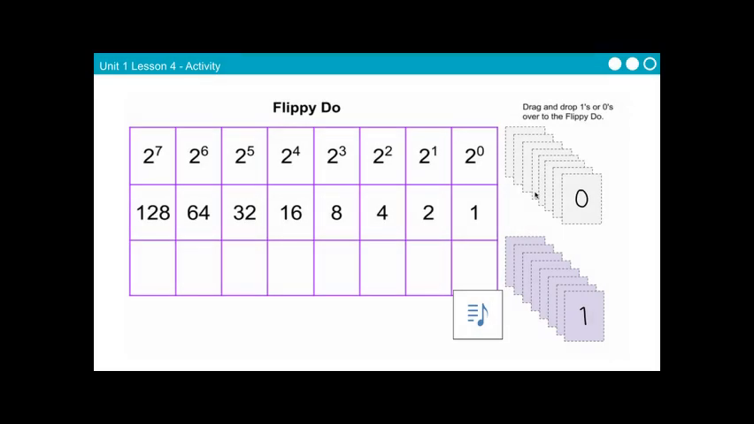The first row of the Flippy-Do shows our base 2 raised to the power of 0, 1, 2, and so on until 7, starting from the right going left. The second row numbers are the results of the exponential expressions above. As we convert the numbers, we drag and drop the zeros and ones into the third row of the online version, or cut them out using scissors on the paper template.